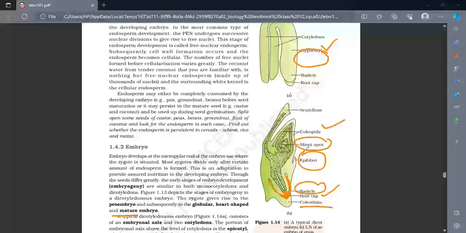So scutellum, then we have a shoot apex. The shoot apex is surrounded by the coleoptile. Then we have the radical. The radical is surrounded by the coleorhiza, okay? And what is the epiblast? In between the coleoptile and the coleorhiza, there is a depression-like structure present in the embryo when we cut the longitudinal section. That depression is known as the epiblast.